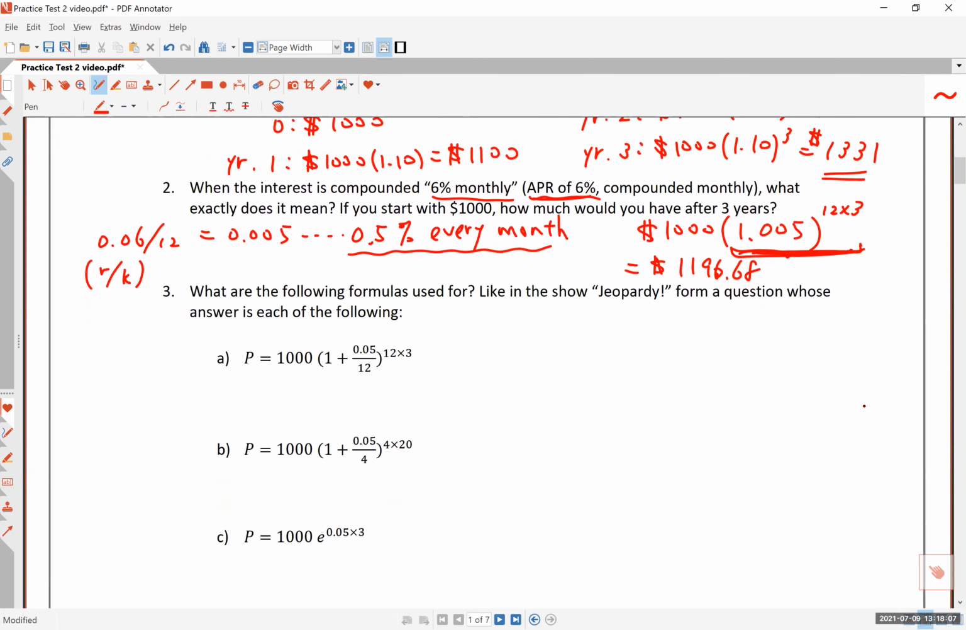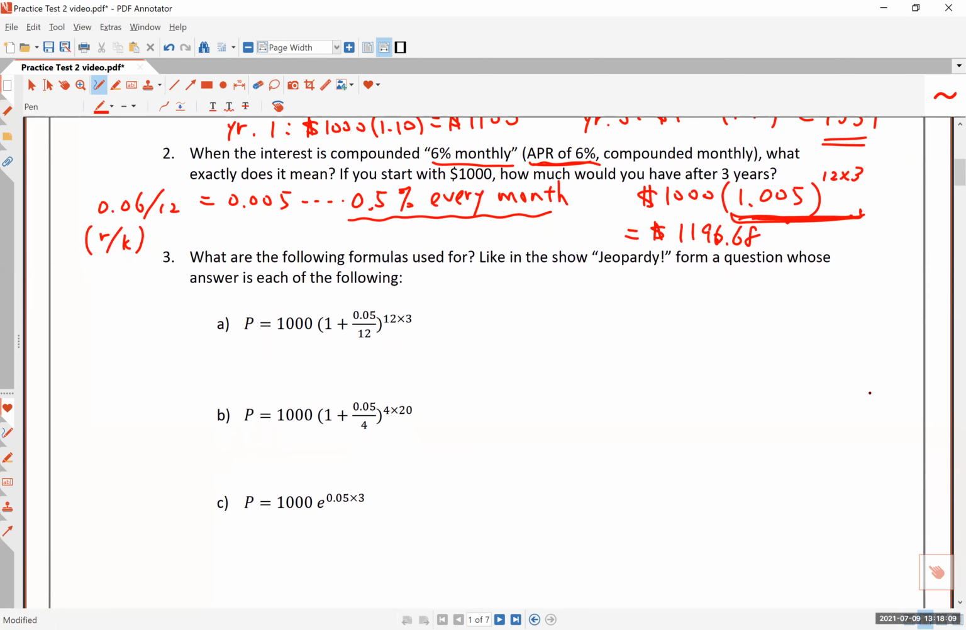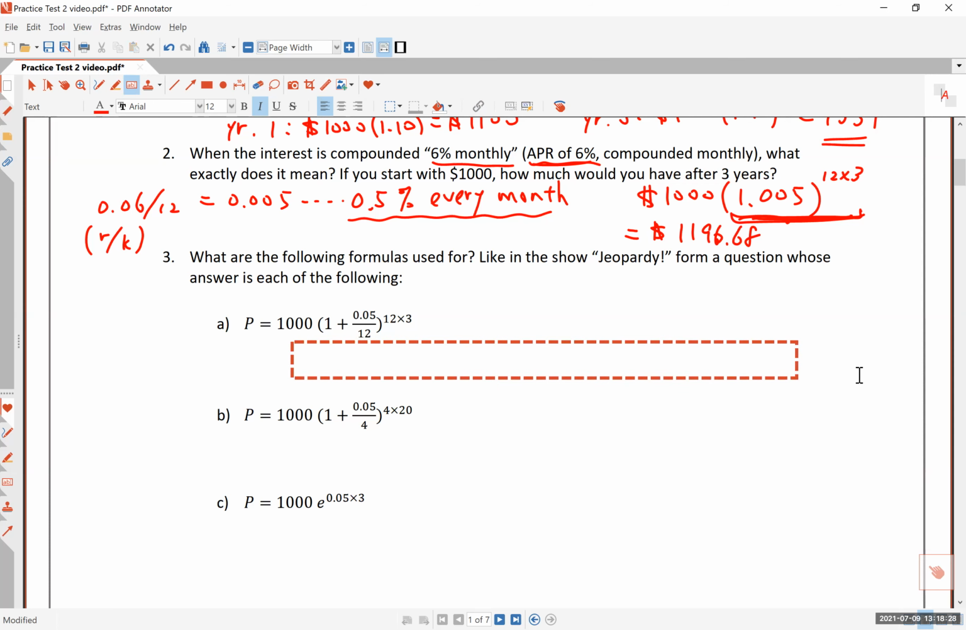Number 3, what are the following formulas used for? This is called a Jeopardy-like question. I am going to give you the answer or the clue, and you are supposed to respond in the form of a question. All right, here's the answer. If this is the correct answer, what do you think the question was?